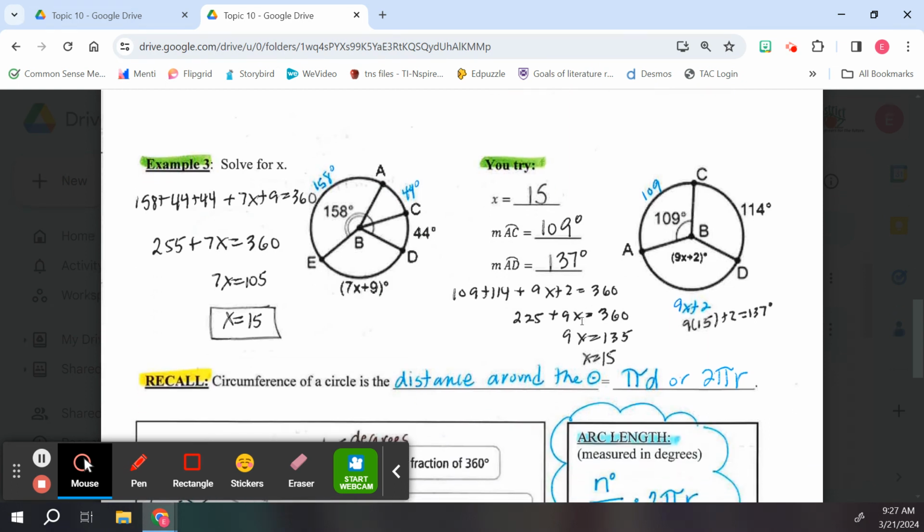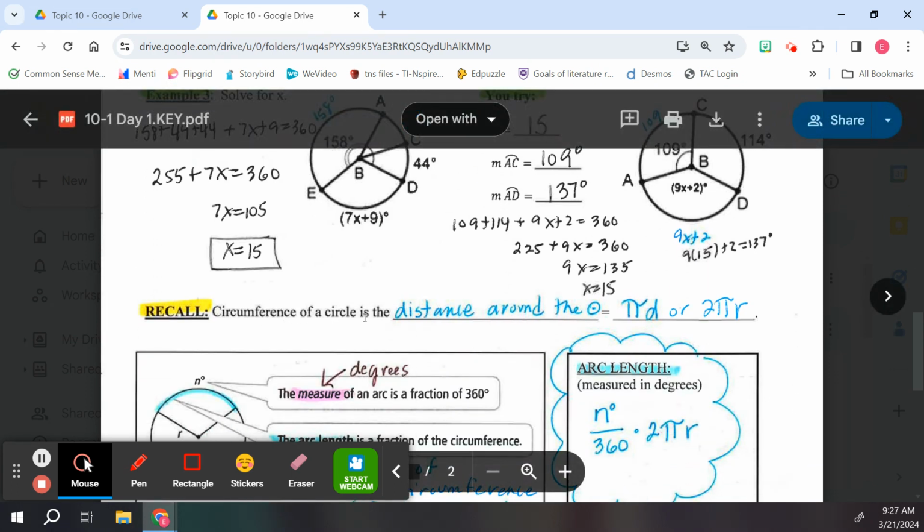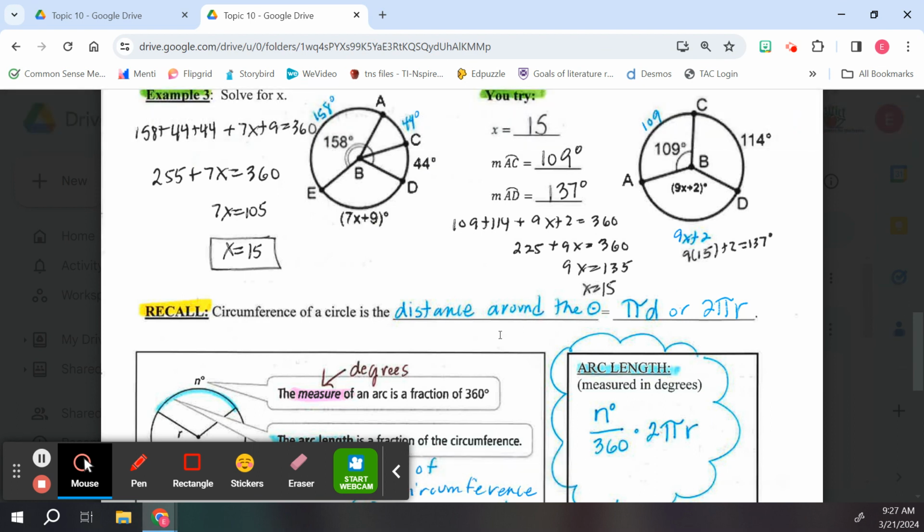Okay, so recall circumference of the circle is the distance around the circle. So think of it as like perimeter. Circumference is the perimeter of a circle, all right? And it can be found using pi times the diameter or 2 pi times the radius. But if you do 2 times the radius, you get a diameter. So that's why either one works.